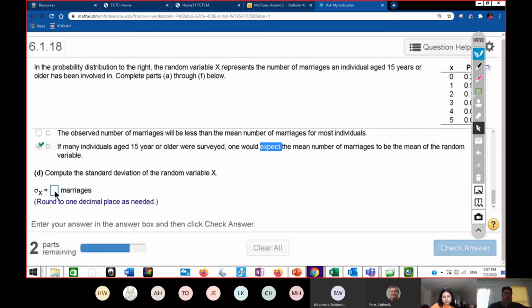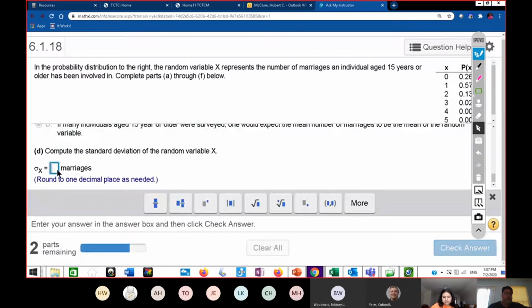So, okay, there's our standard deviation. Somebody give me that one. Round to 1 decimal place, the tenth. What is it? 0.7. And that should be it. Ding.